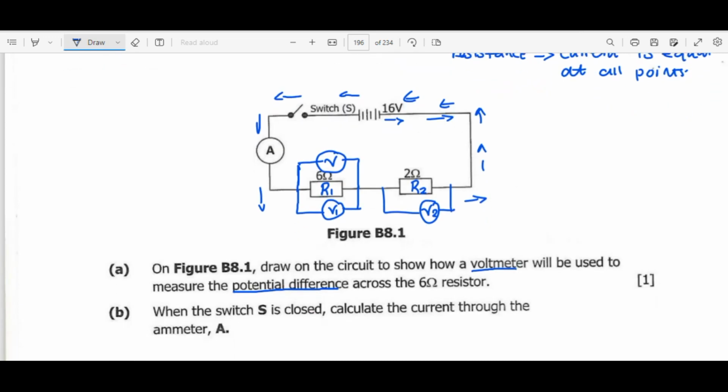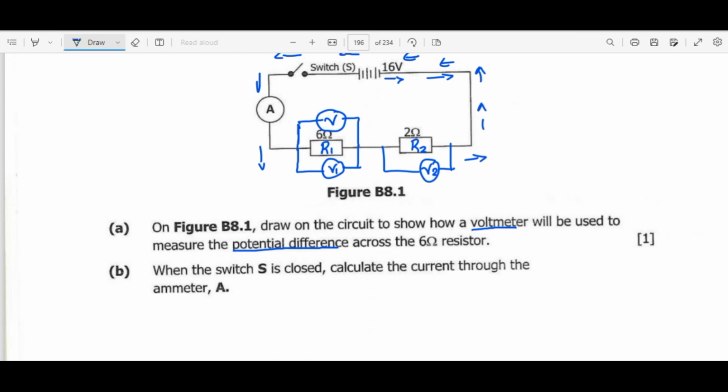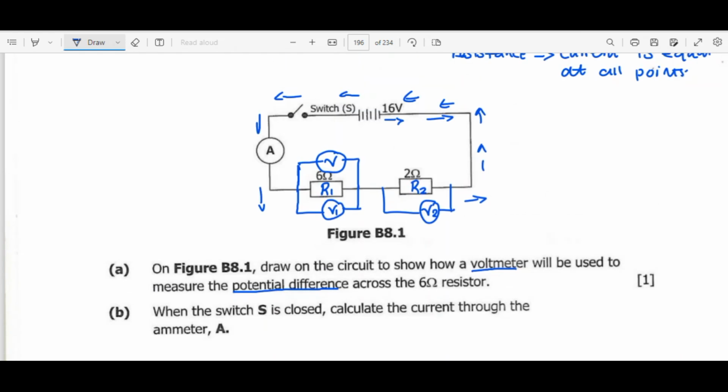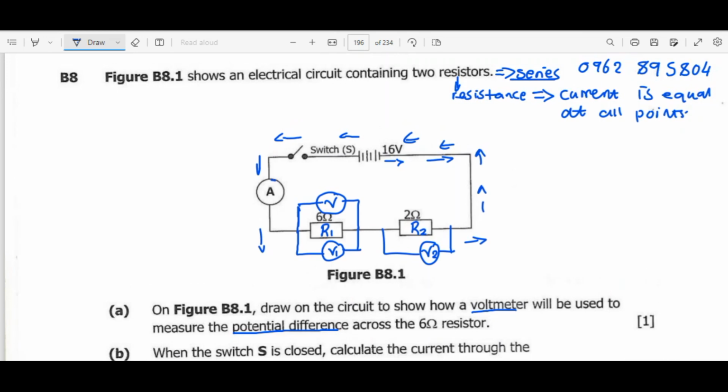Now we move on to question B. Now question B, we are told when the switch is closed, calculate the current through the ammeter. Now the ammeter is connected in series. This is the ammeter. So if it is connected in series, it is measuring the total current, which simply means that question B is asking us to calculate the total current of the circuit. So how can we find the total current?